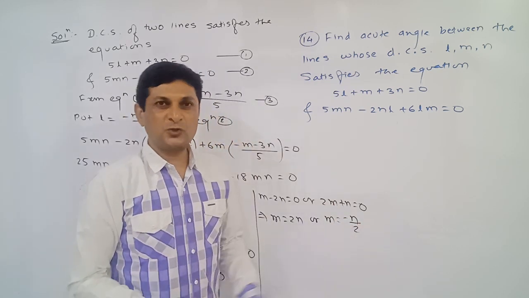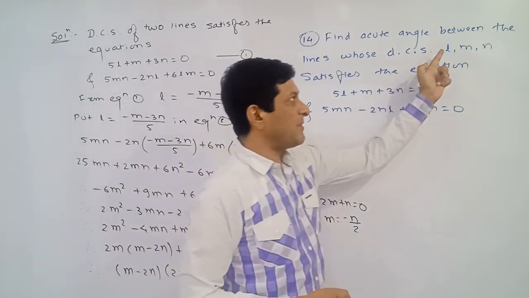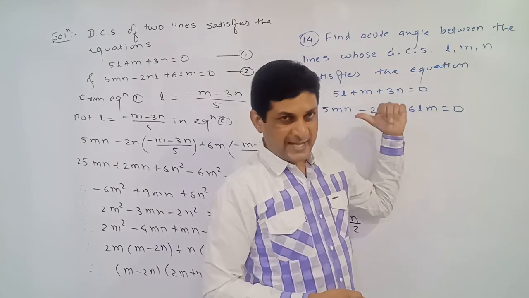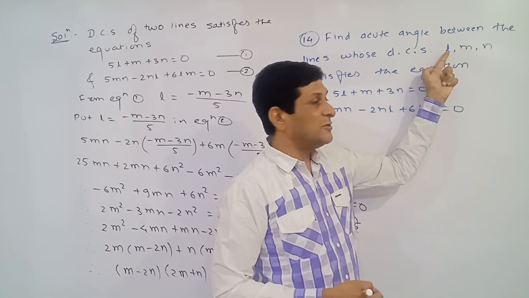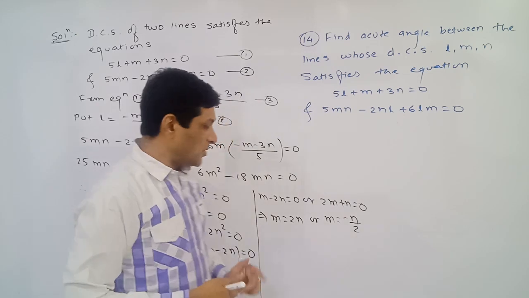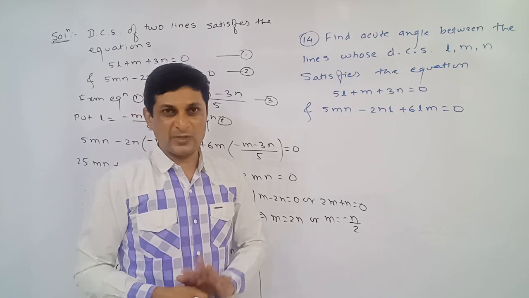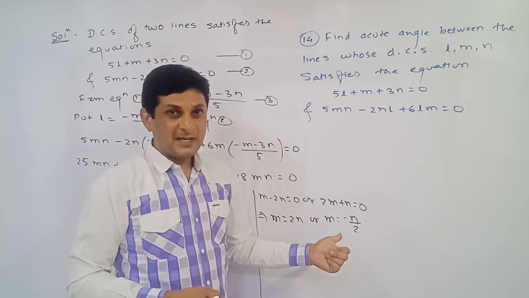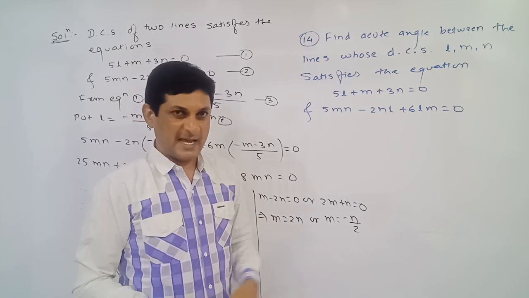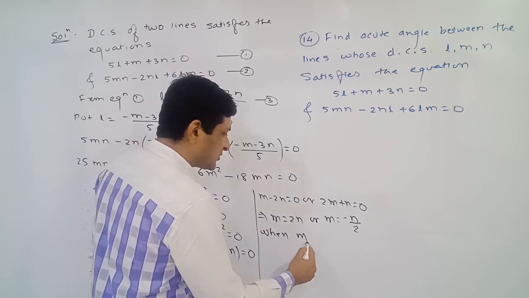In this way we have got two values of m in terms of what? n. See here, the direction cosines we have denoted by l, m, n. In this example, I am trying to find the value of l also in terms of n, and m also in terms of n. The value of m in terms of n is already known to us. Since there are two lines, we are getting the direction cosines of two lines. Okay.